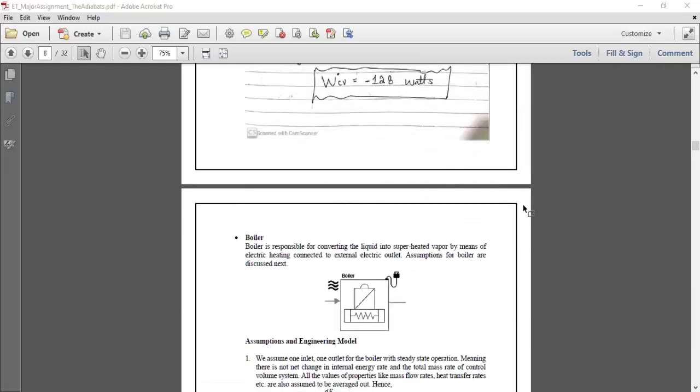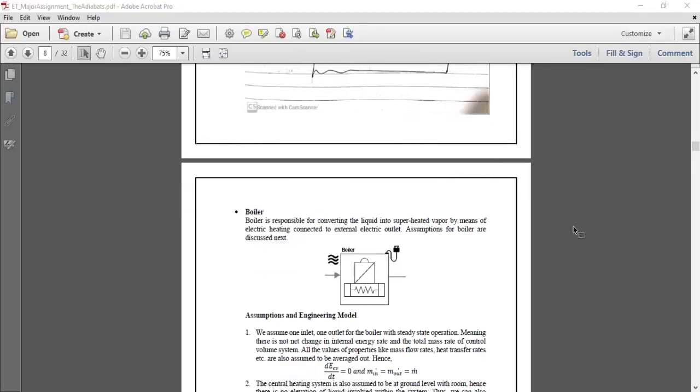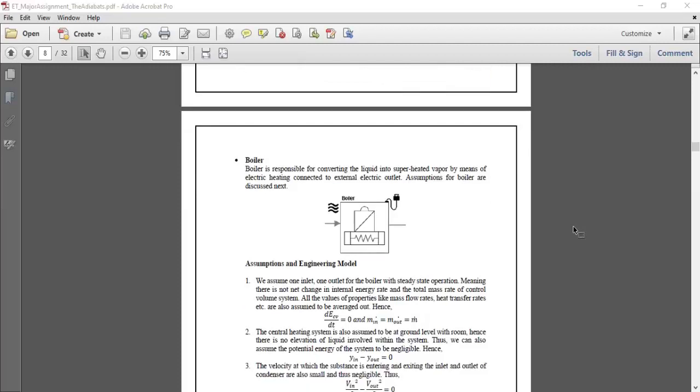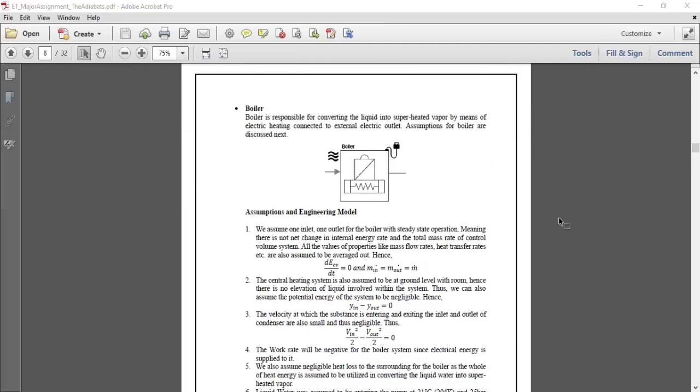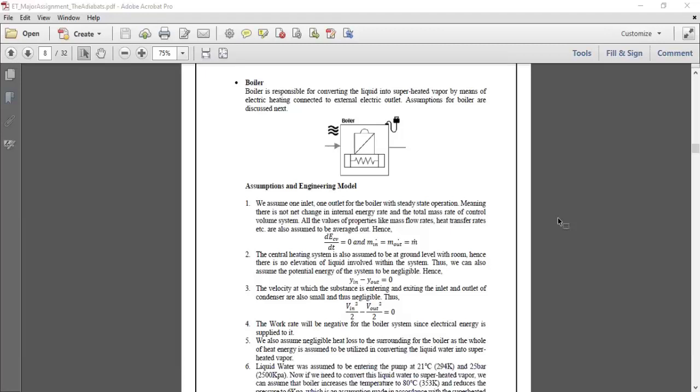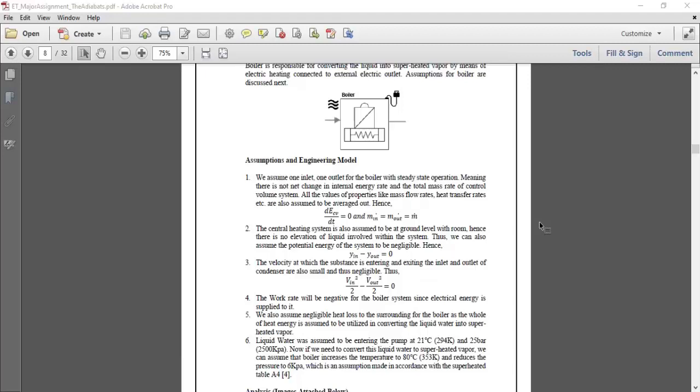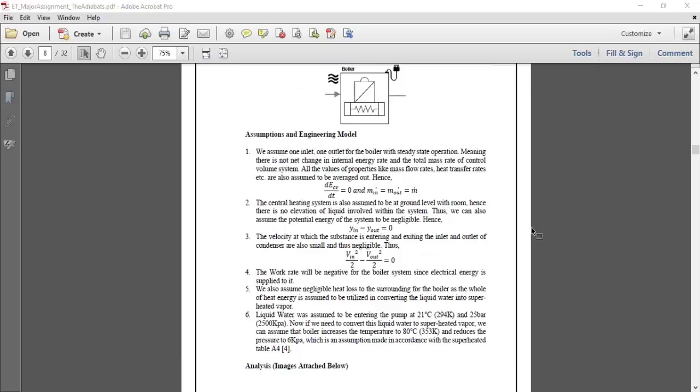Right, good. So the next system we have is the boiler, for which the steady state assumption is also assumed. Zero potential energy and negative work rate assumptions are also taken with the same reasoning as for the pump. The additional assumption we have to take here is of the kinetic energy being zero, since the boiler usually does not affect the kinetic energy of the system due to negligible changes in velocities. We also have assumed that there is no heat loss into the surroundings, and the boiler utilizes the complete electrical energy to convert the liquid into vapors. This assumption might not be very practical but was taken to simplify our calculations.